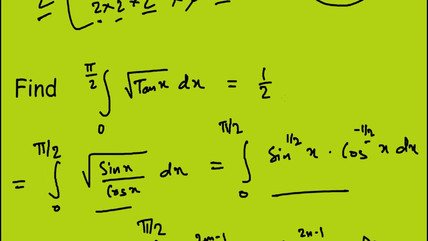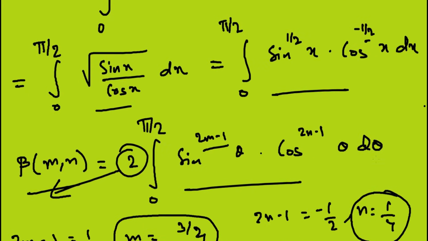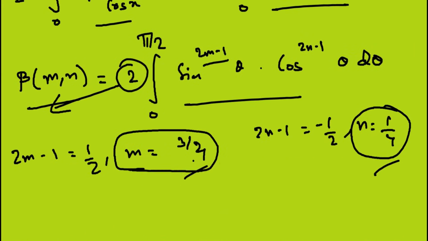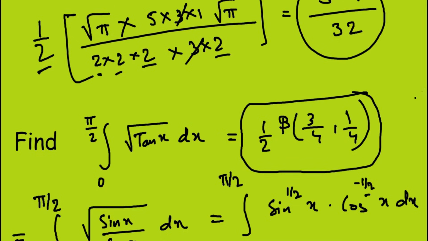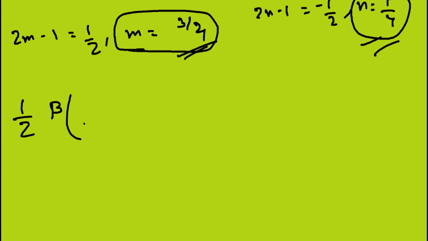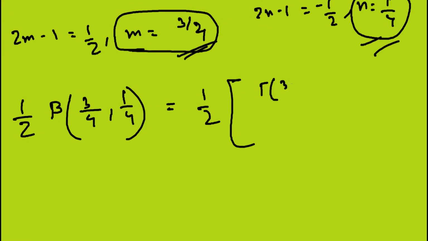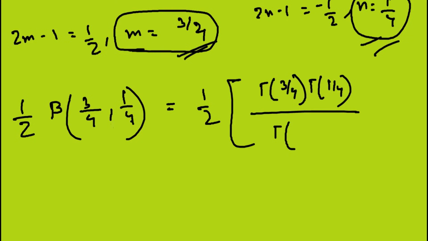So half times beta of m comma n. I have calculated m as 3 by 4 and n as 1 by 4. So this is what we have to actually calculate: half times beta 3 by 4 comma 1 by 4. We will represent this in terms of the gamma function. So this will be equal to half times gamma 3 by 4 times gamma 1 by 4 divided by gamma of m plus n. What is 3 by 4 plus 1 by 4? Simply 1.